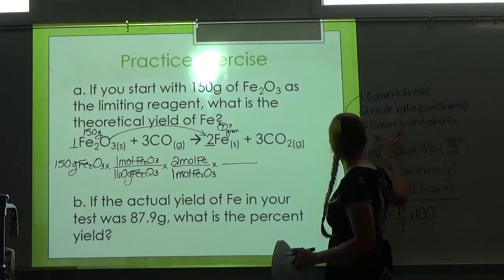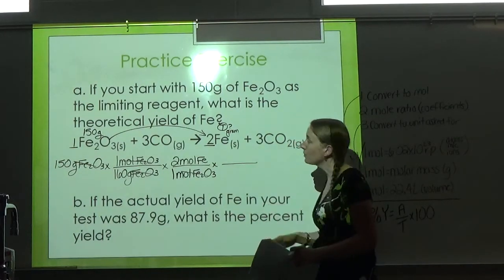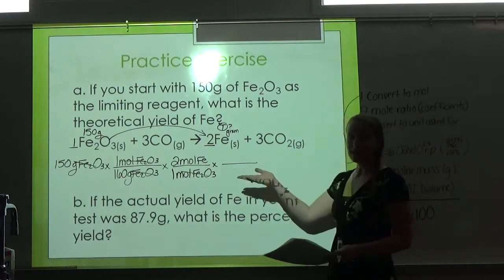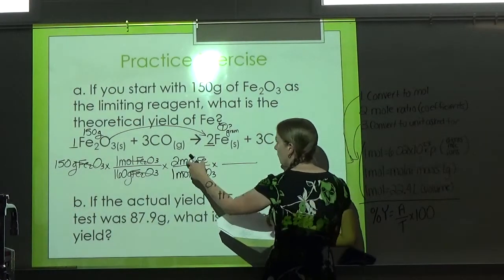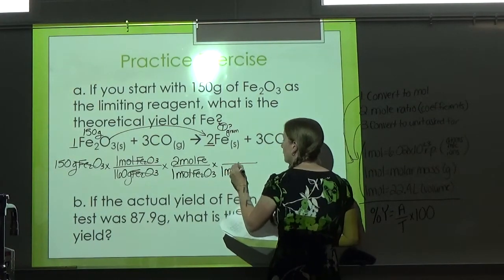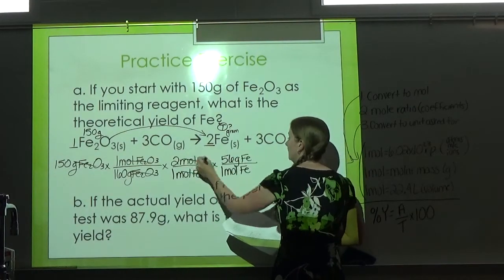So it says convert to unit asked for. Well, I'm trying to get to grams. So again, I'm going to use molar mass. And so the molar mass of iron is about 56 grams. So I'm going to put my 1 mole on bottom because I want to follow the golden rule. And that equals 56 grams of iron.